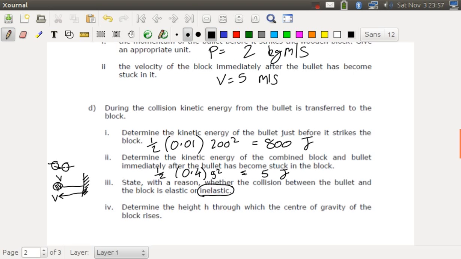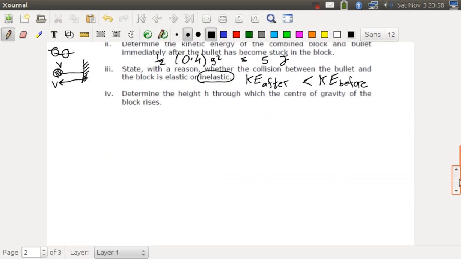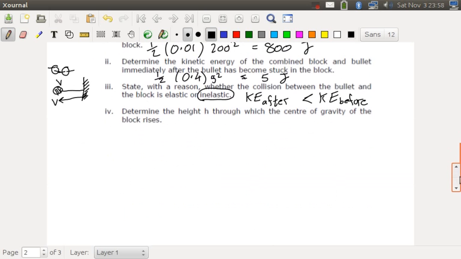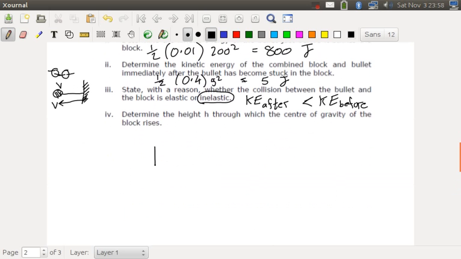So it's inelastic here, and the reason is the kinetic energy after the collision is less than the kinetic energy before the collision. And last part now is calculate the height to which the center of gravity of the block will rise. So what will happen here is at the beginning of when it starts to swing, when the bullet is inside the block, it will have an energy of 5 joules. Later, when it reaches its maximum height, it should still have an energy of 5 joules.